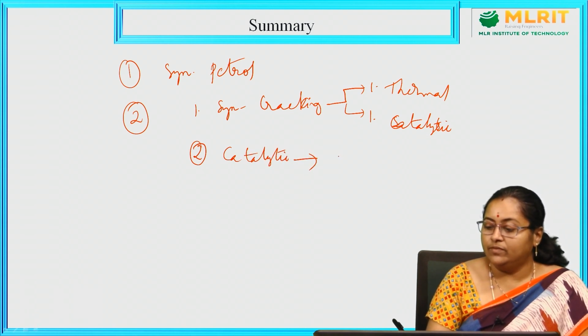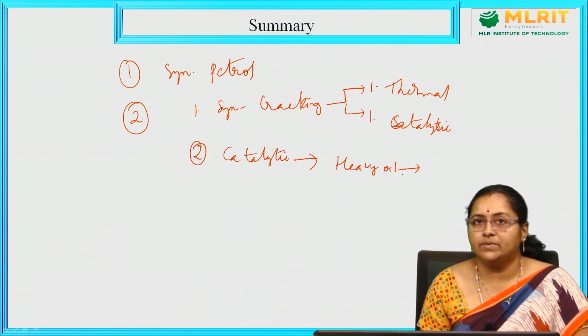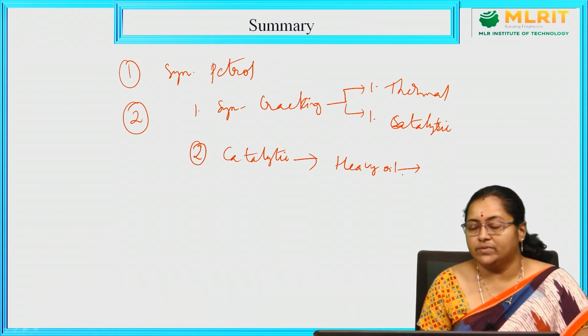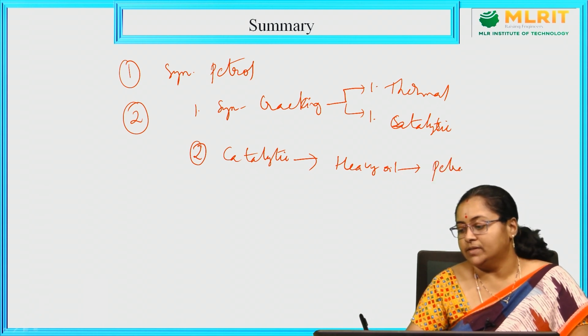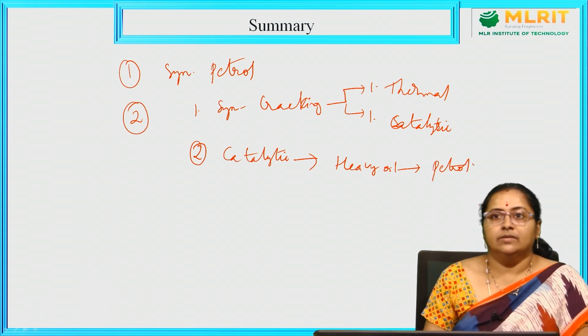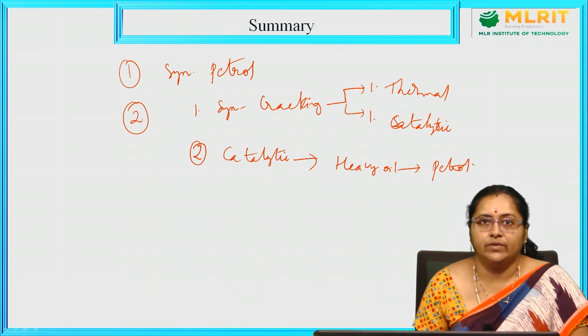The raw material we are going to consider is heavy oil. It is subjected to evaporation, and then those vapors are subjected to the cracking process, and finally to refining, so that petrol is produced. So that's all for today's session. In the coming session we will go with other methods of synthetic petrol preparation.